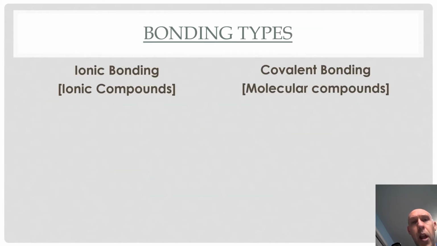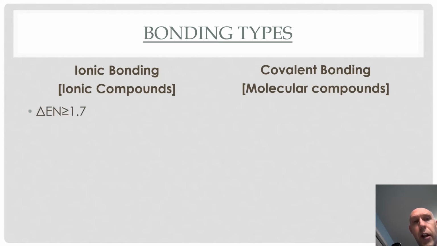Bonding types. In the grade 11 course, we're focusing in on just two bonding types, ionic and covalent. Ionic bonding leads to ionic compounds. Covalent bonding leads to molecular compounds, which are going to have some very different properties that we're going to discuss as we go through this unit.